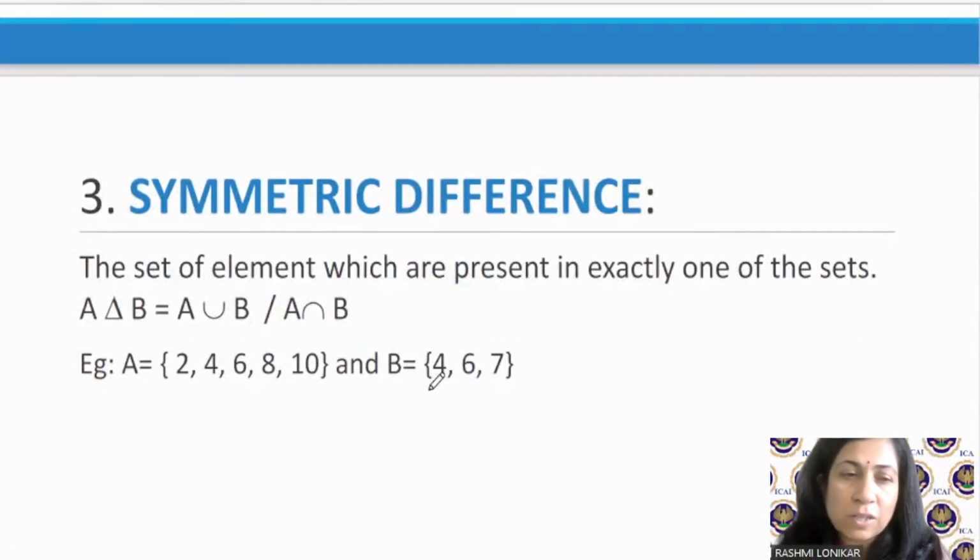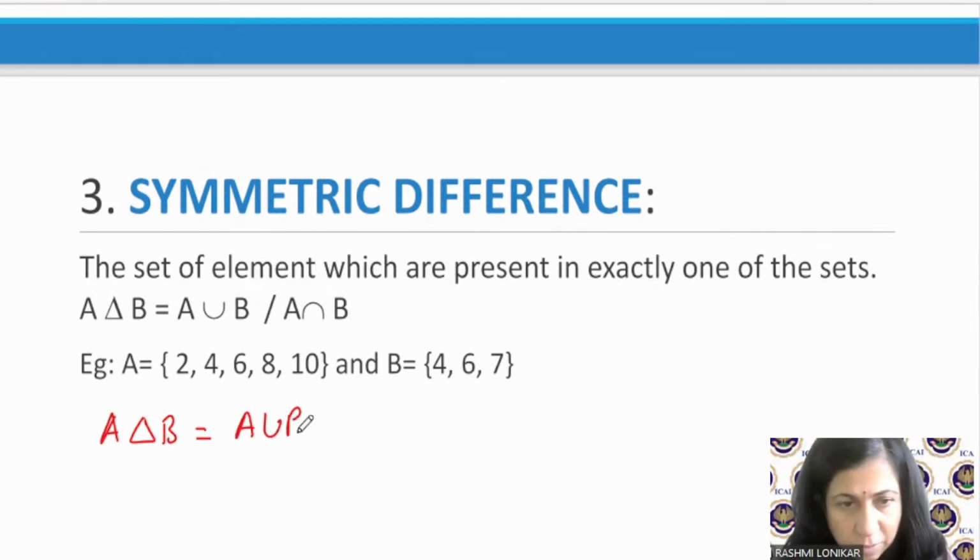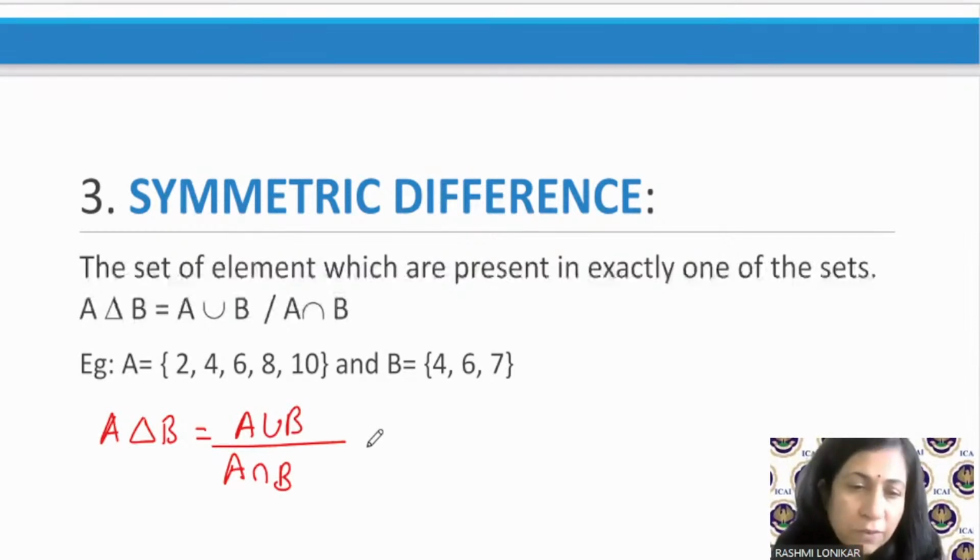Now, what is known as symmetric difference? The set of elements which are present in exactly one of the sets. So, I have A symmetric difference B is equal to A union B minus A intersection B. Now, first I will find out what is A union B. So, what is A union B?